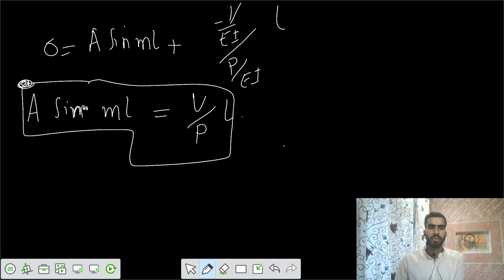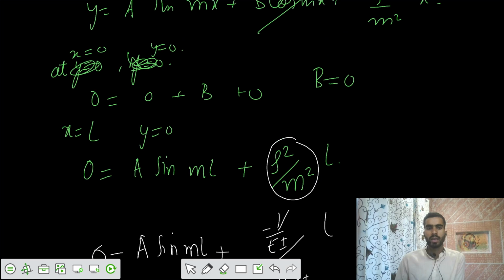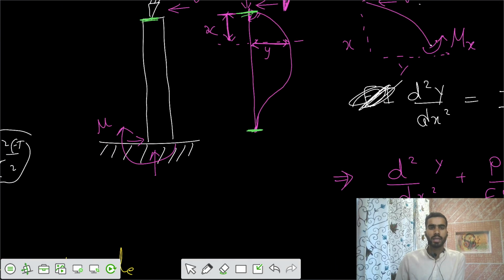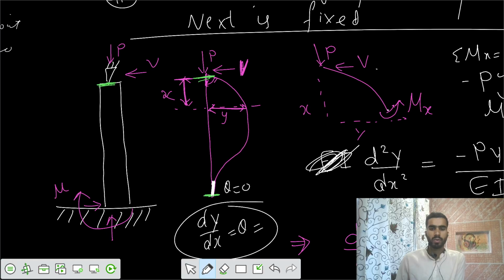But we don't know the value of A, and we don't know the value of the sine function of ml. So one more thing we can do: we have one more condition, that theta is 0 here. We know that theta is 0 at x equals L, and theta is dy/dx. So dy/dx equals theta.